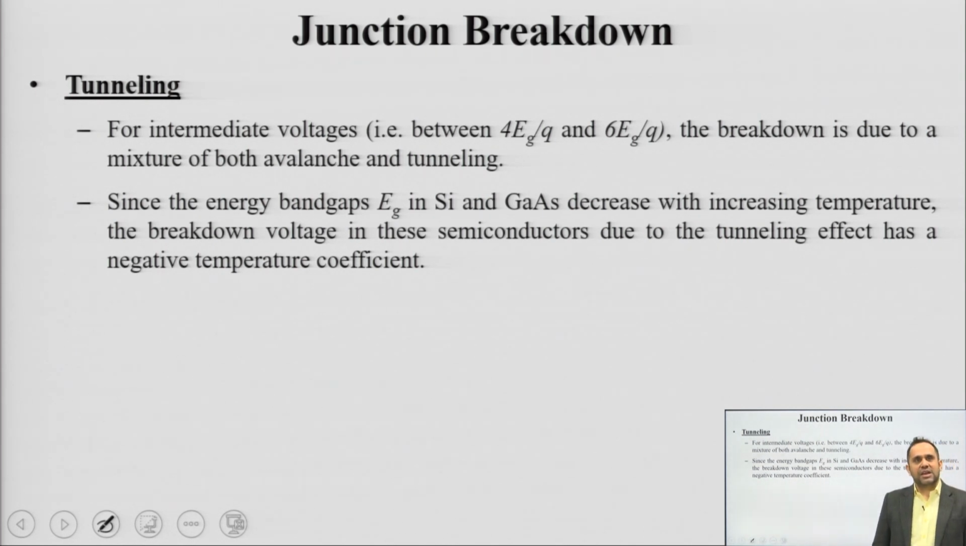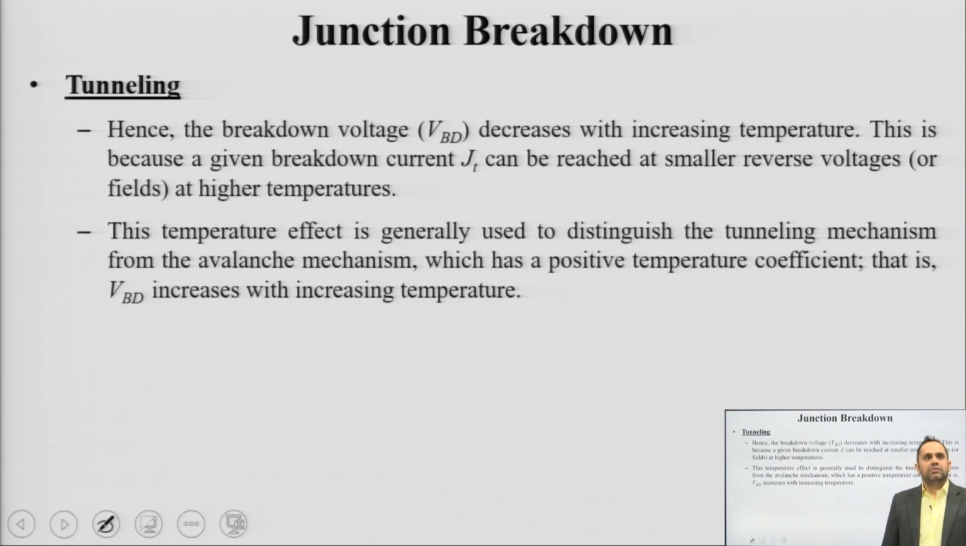Energy band gap in silicon and gallium arsenide, one is elemental, another is compound, decreases with increasing temperature. So, breakdown voltage in these semiconductors due to the tunneling effect has a negative temperature coefficient. Okay. So, the breakdown voltage decreases with increasing temperature. This is because a given breakdown current density Jt, okay, any breakdown current density, this is the current which flows when your diode has undergone breakdown.